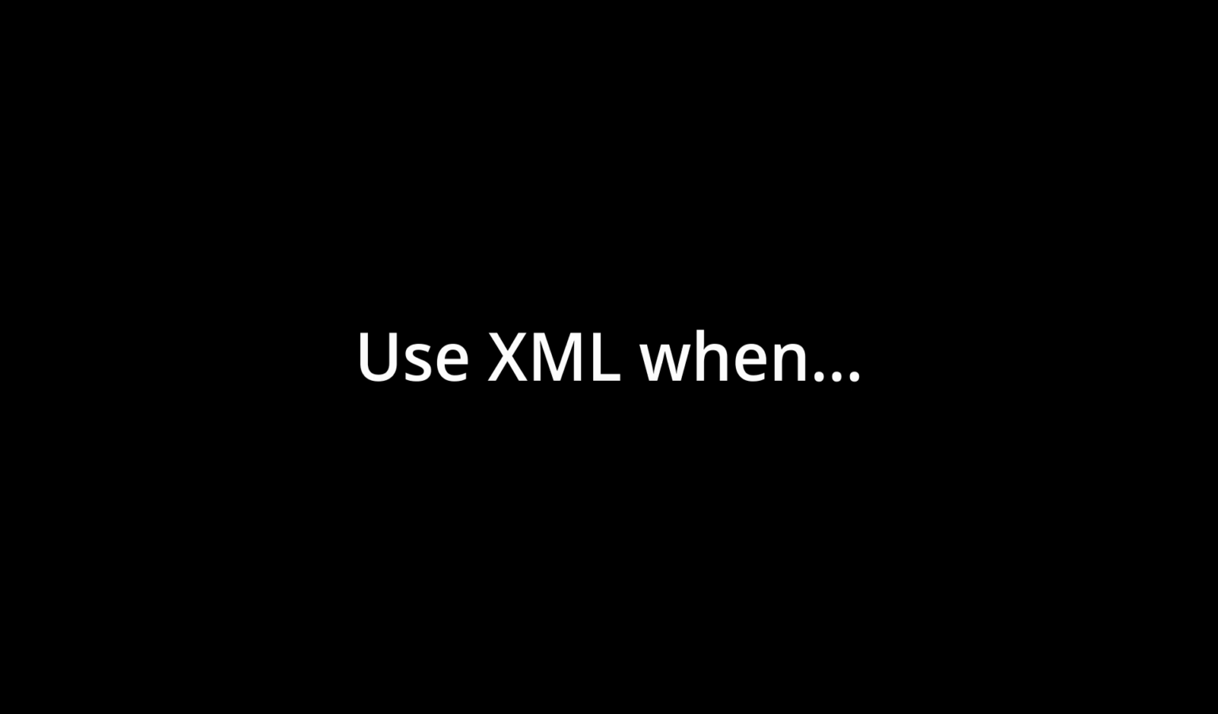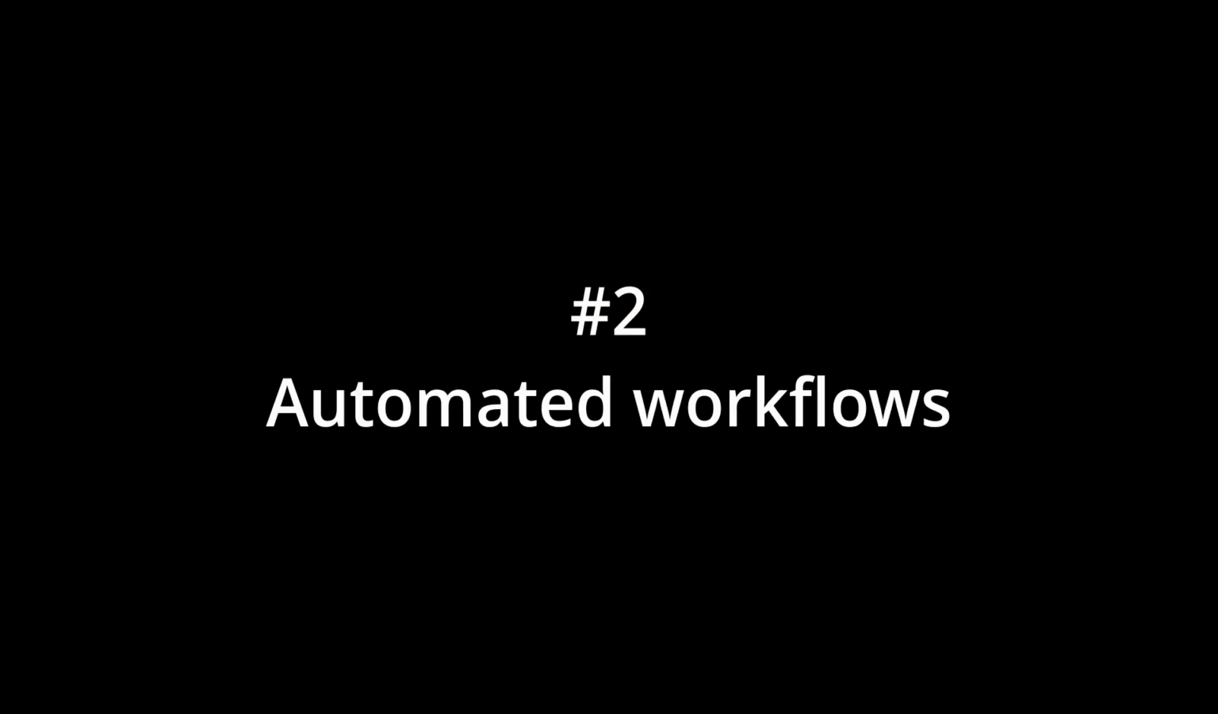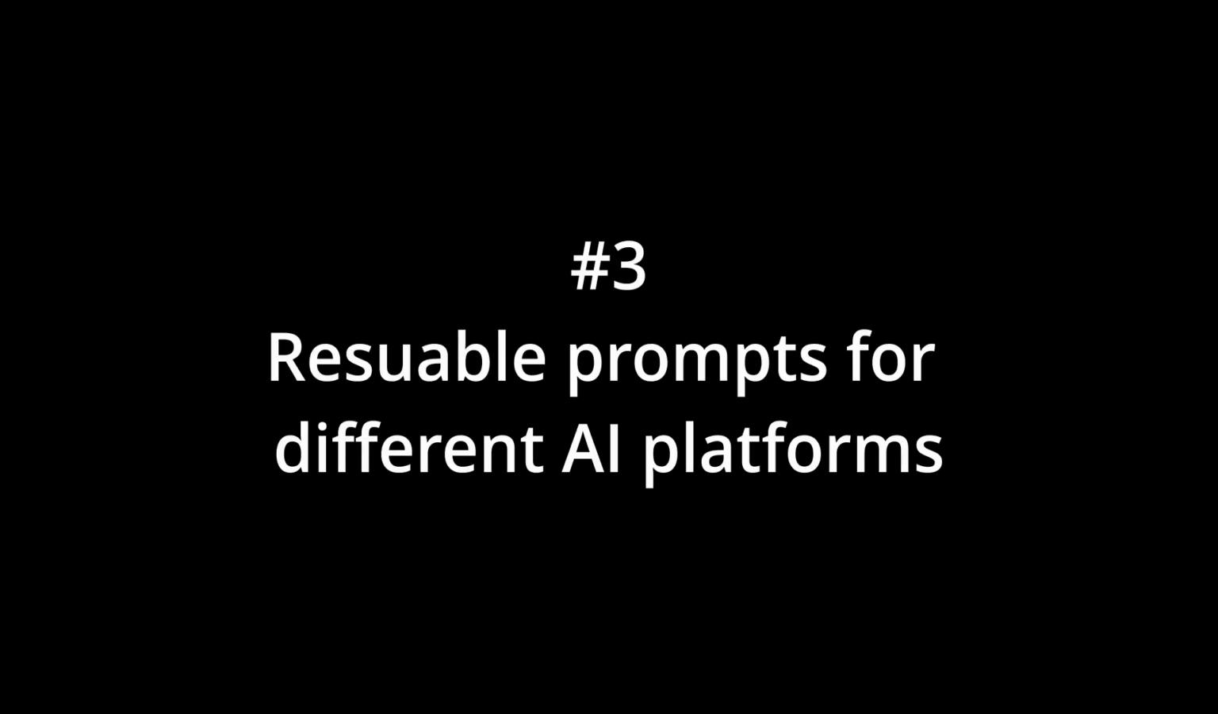You want to use XML when, first, you're building a system prompt for a custom GPT, a gem, or a Claude project. These prompts will run over and over again, and the structure pays dividends every single time by making it clear to the AI what you want it to do. Second, maybe you're setting up an automated workflow in something like make.com, where the prompt runs without you being present to clarify anything. When you're not in the room, the structure is going to do the clarifying for you so the AI understands. Third, you might be building a reusable prompt that you'll use across different AI platforms, and you need it to behave consistently every single time.